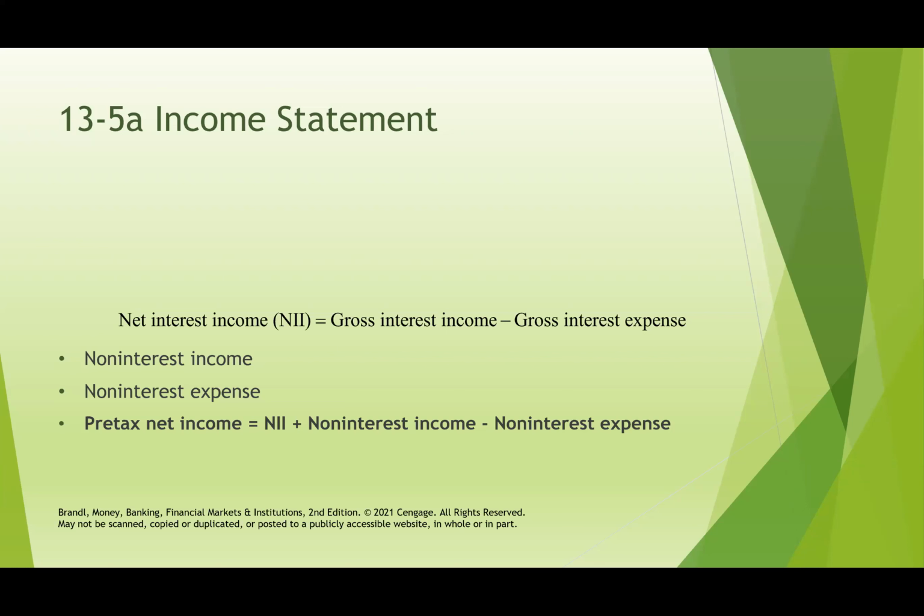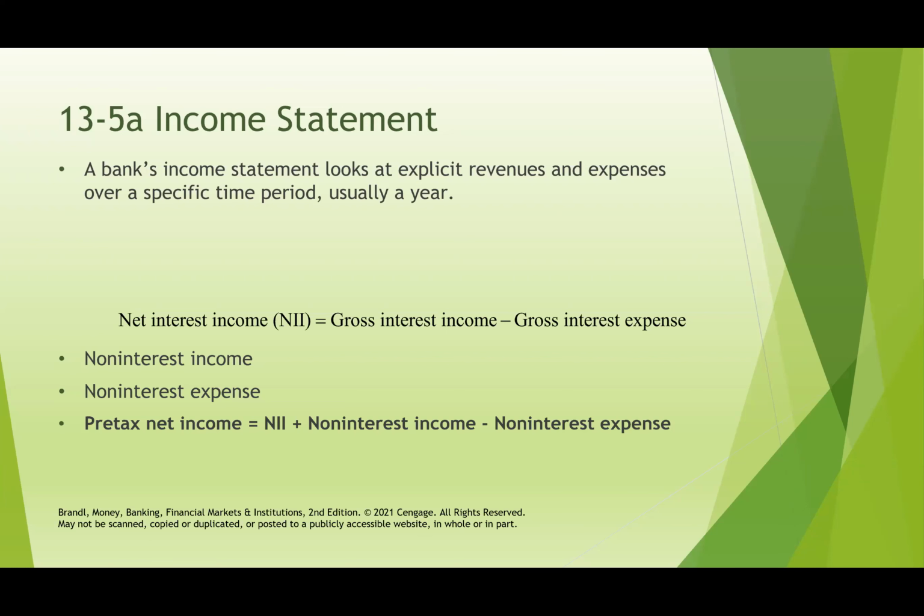So the main way that investors and regulators focus on bank management is via the income statement. The income statement of a bank, just like any other firm, looks at revenues and expenses over a specific time period, usually a year. Now, as you'll recall from your economics classes, economists look at both explicit and implicit costs. That is to say, your monetary costs and your opportunity costs. An accounting statement does not pick up on opportunity costs per se. So we are dealing just with explicit expenses, which may not necessarily tell the whole story, but are really the best that regulators have.